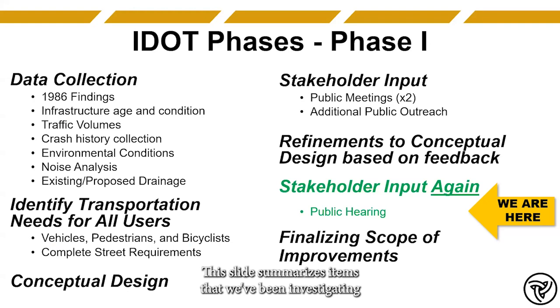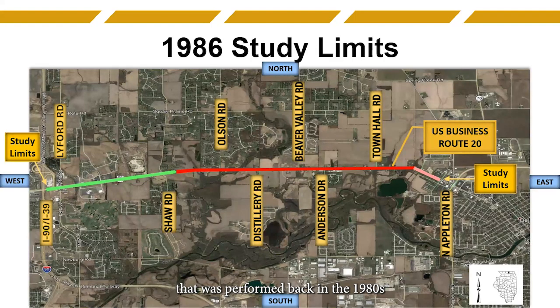As part of the study, this slide summarizes items that we've been investigating as we work our way through the planning process. One of the items that I wanted to note underneath the data collection was one that's called 1986 Findings. For those who may not know how this project came about, I wanted to give a little bit of background. This current study segment was actually part of a larger study that was performed back in the 1980s. At that time, there was a study investigating the potential widening of a much larger segment of US Business Route 20 from the interstate to Highline Street in Belvedere.